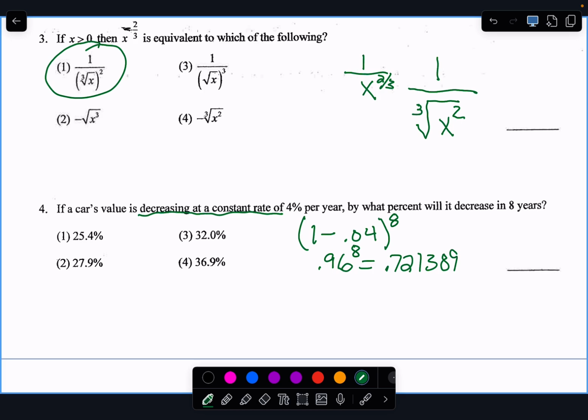0.721389. And now you got to change it back. That's the percent that's left. They want to know the percent decrease, right? So that's the percentage that's left. The part that decreased, we have to take this and subtract. So you do 1 minus second function answer, and you're going to subtract 0.72 because you don't have to put all those numbers back in. And then it became 0.2786. So we're going to change it to a percentage. We're going to move that over. So it's number 2, 27.9%. Any questions on those? All right.